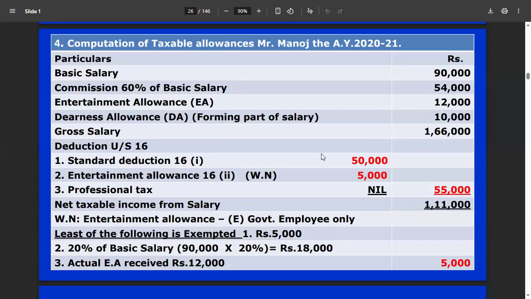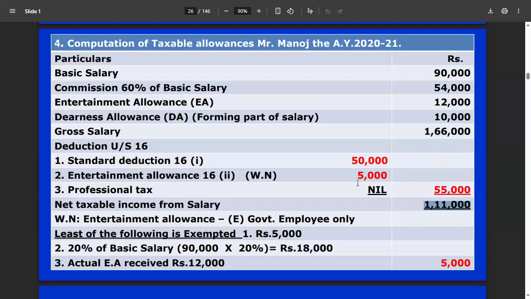Then what deduction is allowed? So 50,000 is the allowed deduction. Now, as I said for entertainment, one is 5,000, second is 20% of basic salary. Now my basic salary is 90,000 and 20% is 18,000. The actual entertainment allowance received is 12,000. So the lowest is 5,000. Again, 5,000 is exempted. So I deduct from 1,66,000, 55,000. The remaining part is considered as net taxable salary.